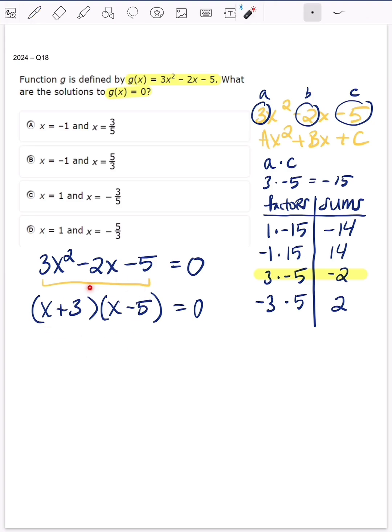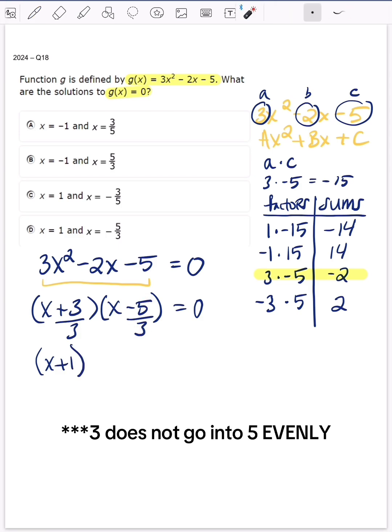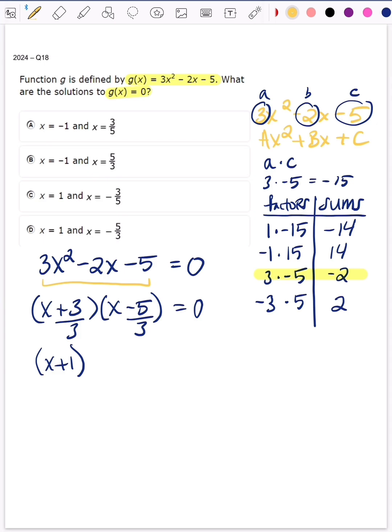This is not the final answer though, because remember in the beginning we multiplied by 3. So to undo that, I'm going to have to divide my answers by 3. 3 goes into 3 one time, so I can simplify this down to x plus 1. But right here, 3 does not go into -5. So when that happens, what you do is you just put the 3 in front of the x. 3x minus 5. And all of this equals 0.